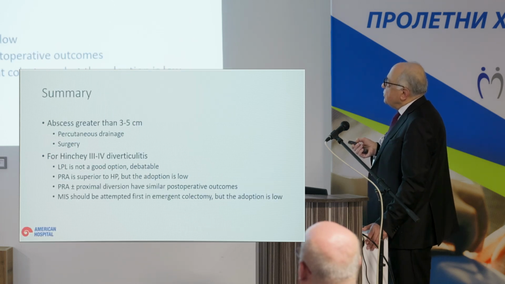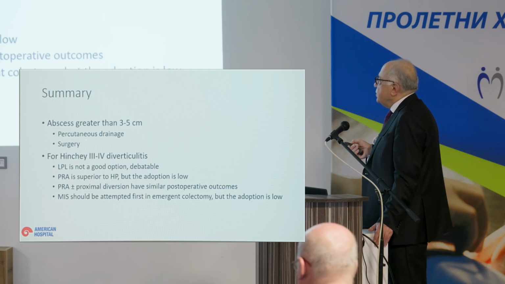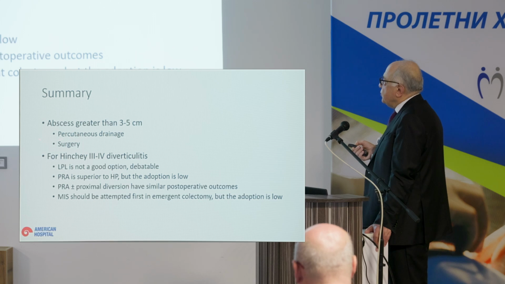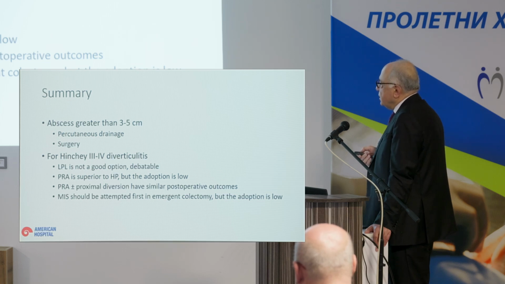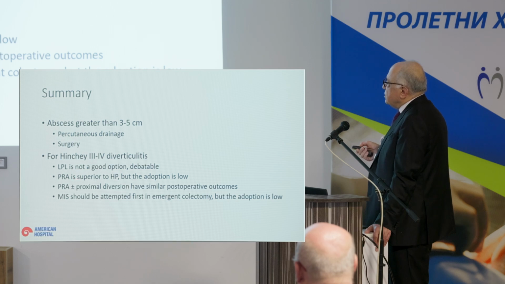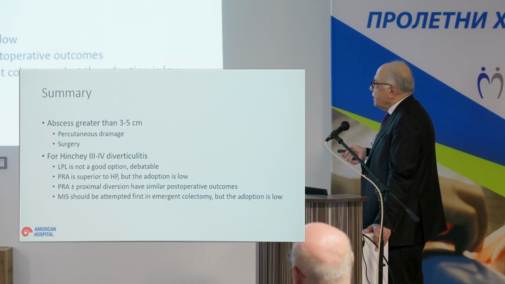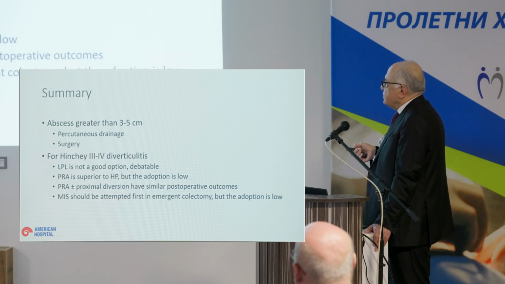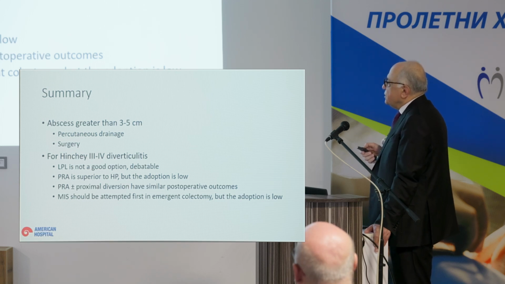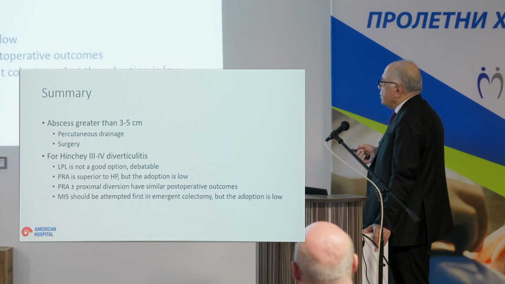In summary, abscess greater than 5 centimeters needs to be treated by percutaneous drainage or surgery. For Hinchey 3 diverticulitis, laparoscopic lavage is not a good option. It's debatable. Perhaps in a very small group of patients we can do lavage. Resection anastomosis is superior to the Hartmann procedure, but the adoption of resection is low in our era. Resection with or without proximal diversion has similar postoperative outcomes, and if you have some courage to do resection without diversion, it's a good option.